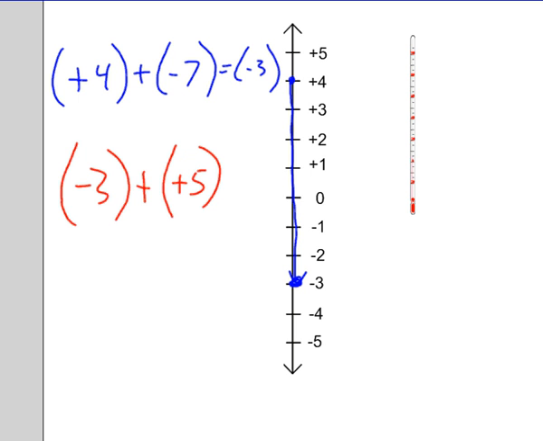Plus 5. And we go the other direction now. 1, 2, 3, 4, 5. And we, of course, end up at 2 degrees in the positive scale. So you can see on both of these examples, we actually started at the integer rather than starting at 0. It's just a little bit quicker and a little bit easier, but this gives you a very concise way of doing things. It clearly illustrates where your numbers went.